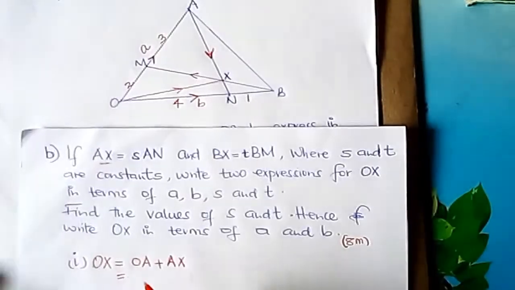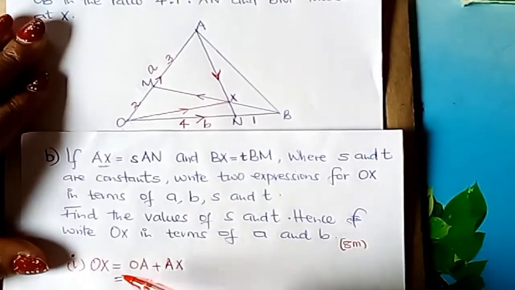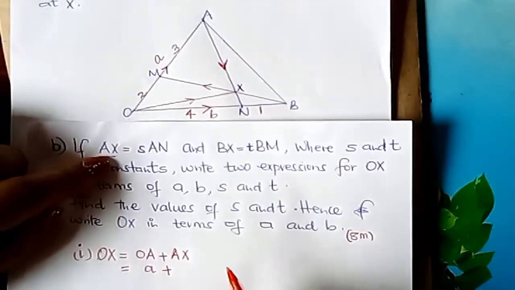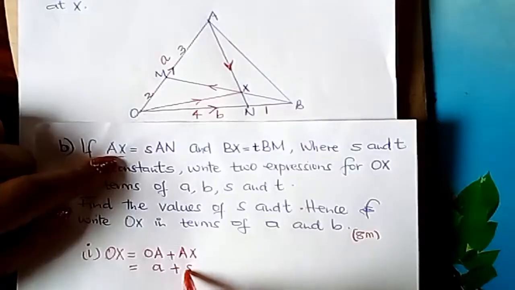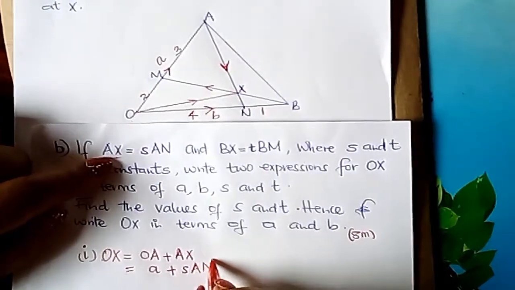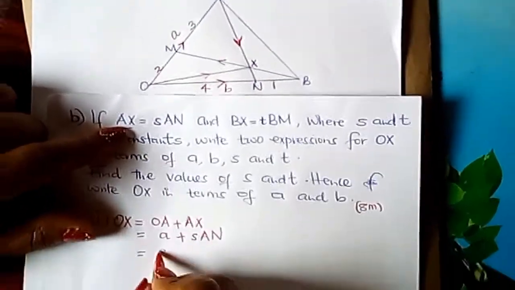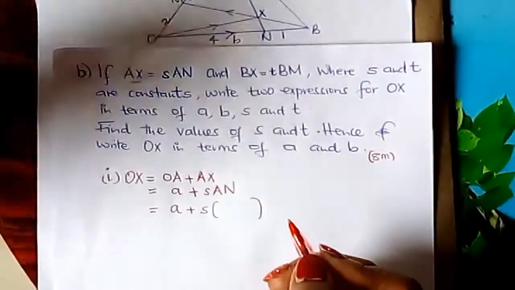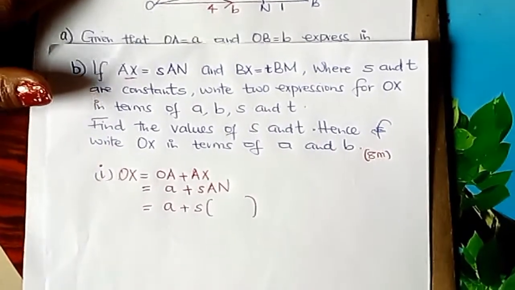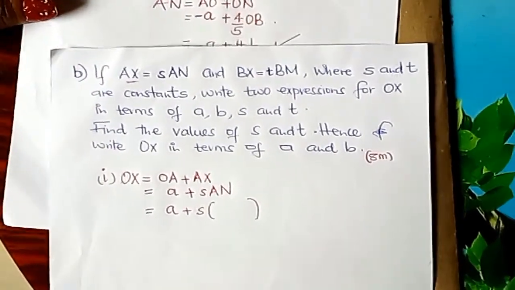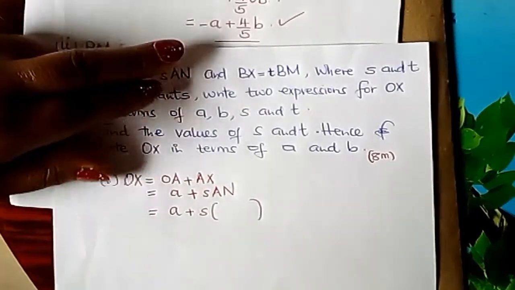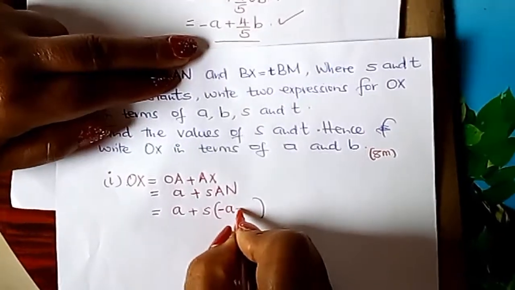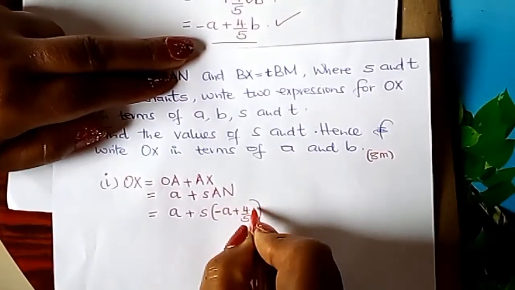So this is equal to what, Lana? From our diagram, OA is small a, plus our AX here, which is small s of AN. Therefore this is equal to a plus small s of AN, and our AN was what? From the very first question, our AN was minus a plus 4 over 5 b.